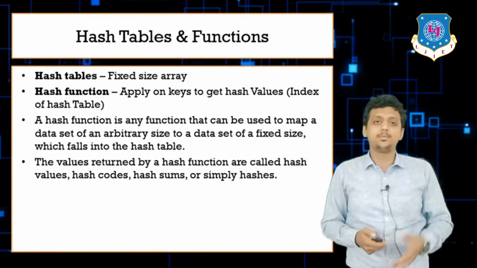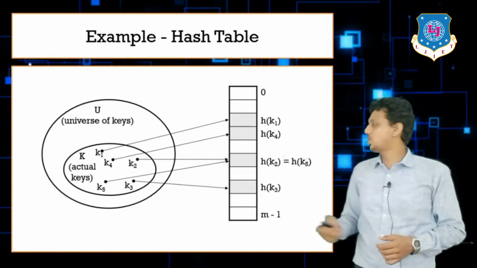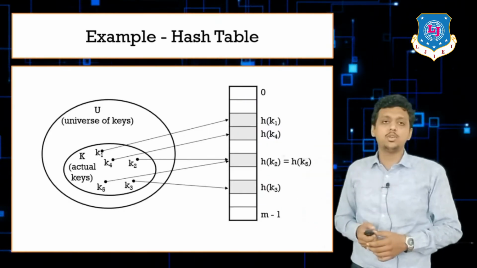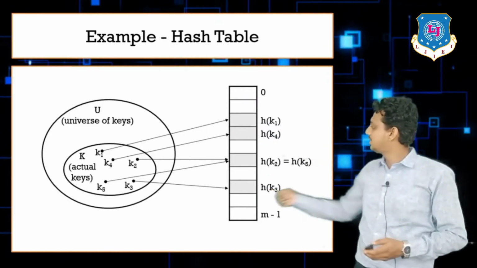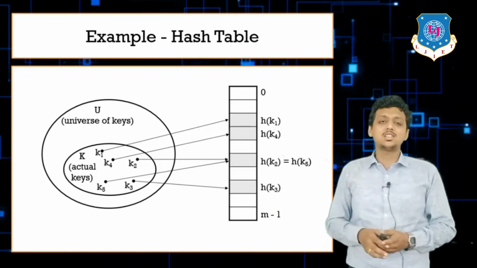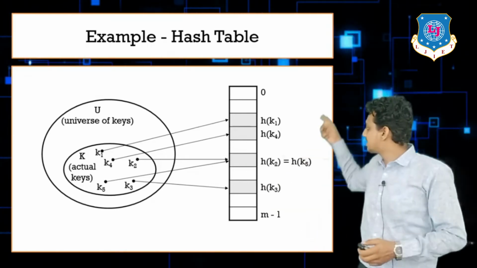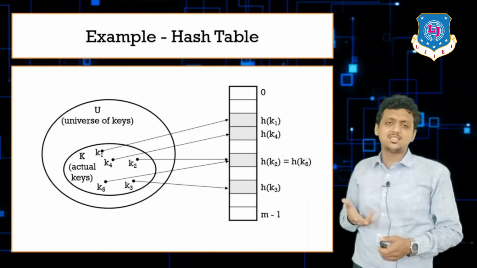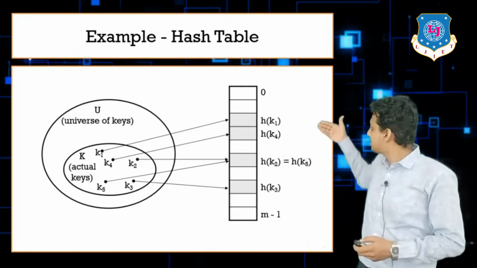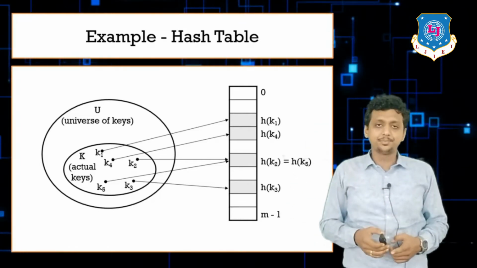Fine. Now let's see an example of the hash table. So here is our hash table. It shows the keys data; the keys are stored over there. A hash table is like a fixed size array, so the array index starts from 0 to n minus 1.